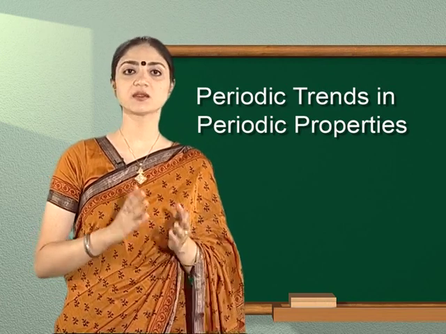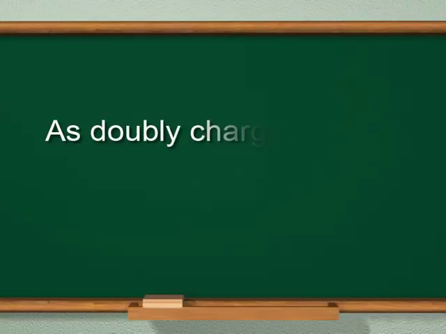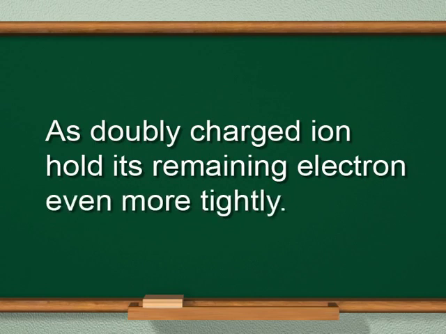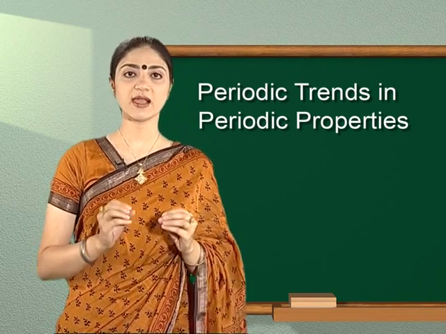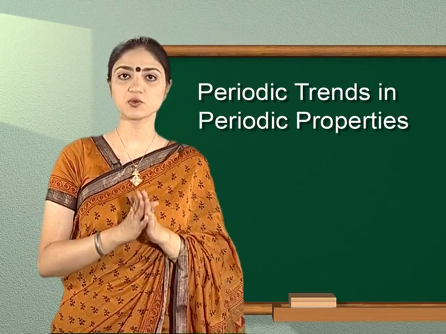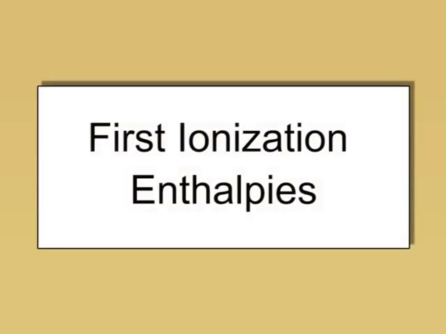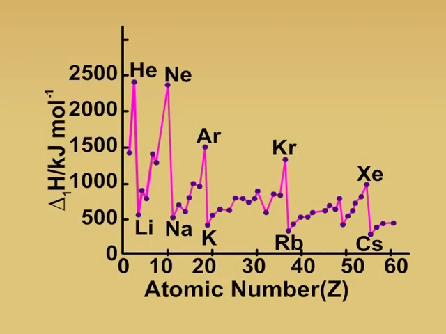In the same way, the third ionization enthalpy will be higher than the second, as a doubly charged ion holds its remaining electron even more tightly. The first ionization enthalpies of elements having atomic numbers up to 60 are plotted as shown on the screen. Children, let us have a look at the variation of first ionization enthalpies with the atomic number for elements with Z equal to 1 to 60.